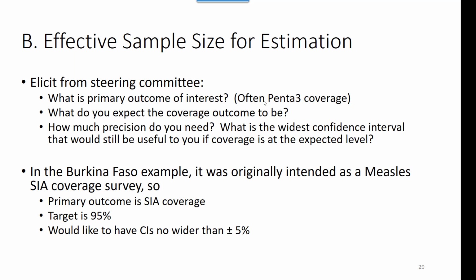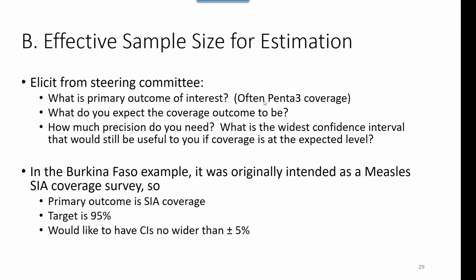First of all, what do you think will be the outcome of interest? What is the vaccine or the outcome that we're most interested in powering the survey for? For vaccination coverage surveys, it's often for Penta-3 or DTP3. For a post-campaign survey, it's usually for, say, coverage of measles vaccine in the campaign. So we have to select a primary outcome of interest, and then we ask the committee, well, what do you expect the coverage outcome to be?